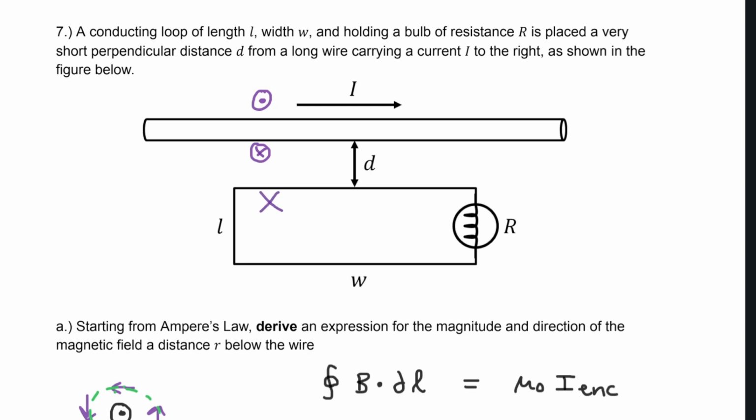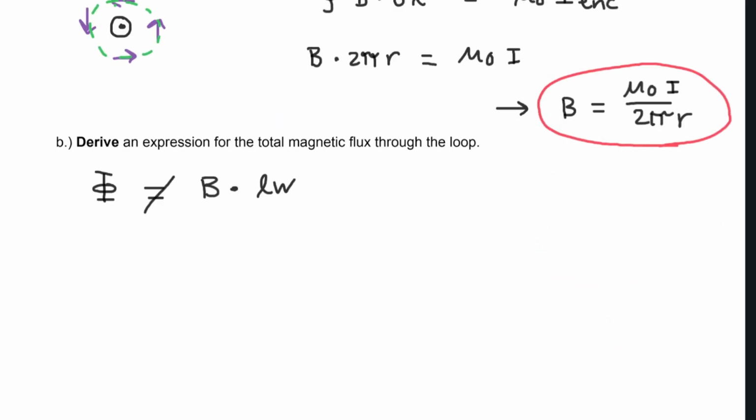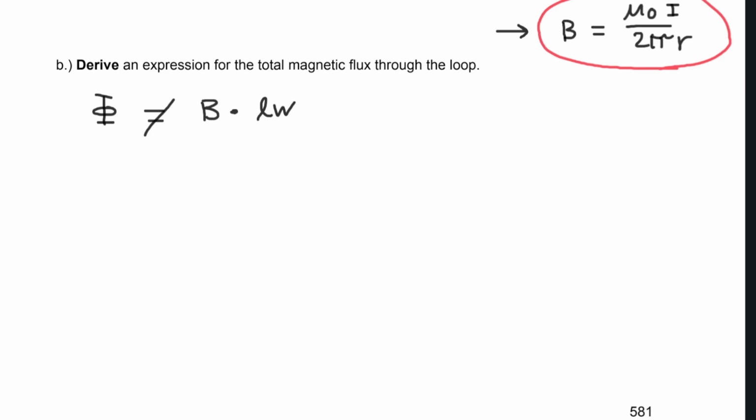Near the wire, it's going to generate a lot of field into the page, and then farther away from the wire, it's going to slowly decrease. So I can't just multiply B and A together. I need to actually take an integral. So instead, I'm going to integrate along horizontal strips, and find my flux that way.